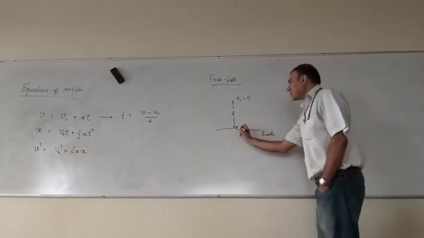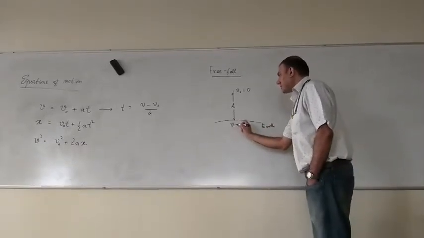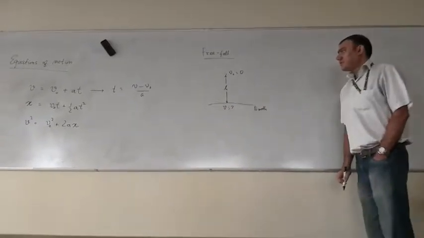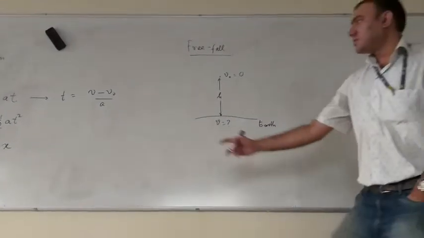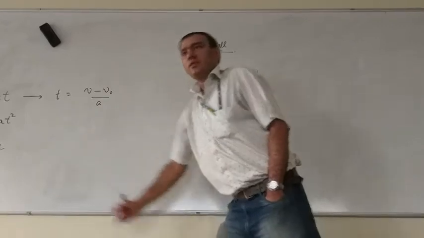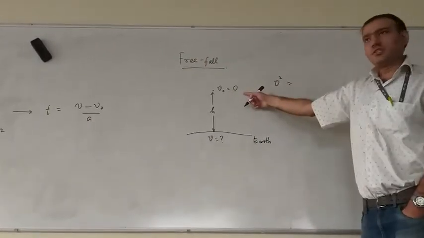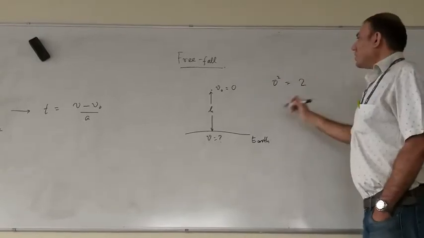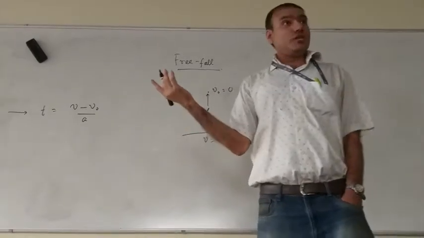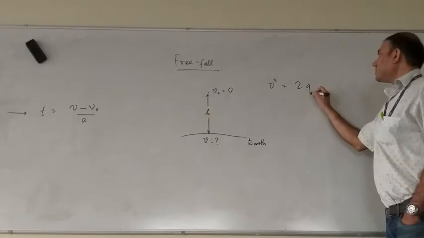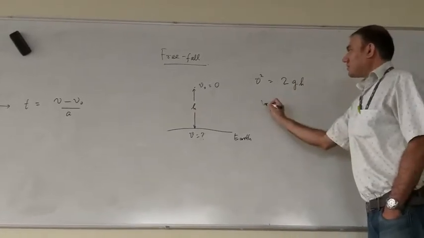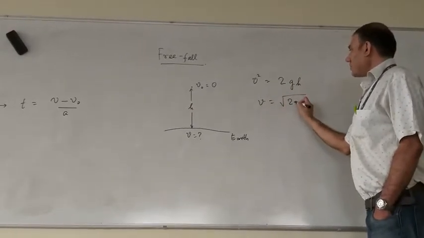So if I ask you, what is the final velocity here? What do you use? You directly use the third one. So it will tell you that v square equals v naught, which is just 0, plus 2 times the acceleration due to gravity, which is still g, times h. Right? So v is the square root of 2gh.